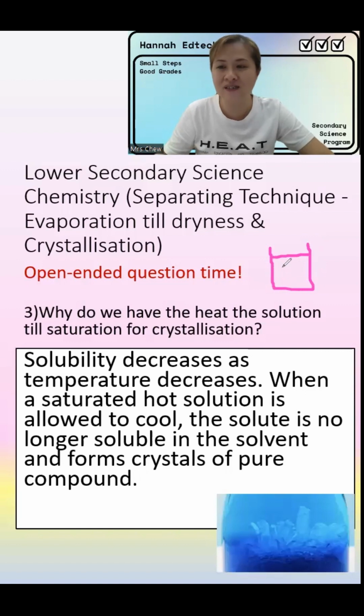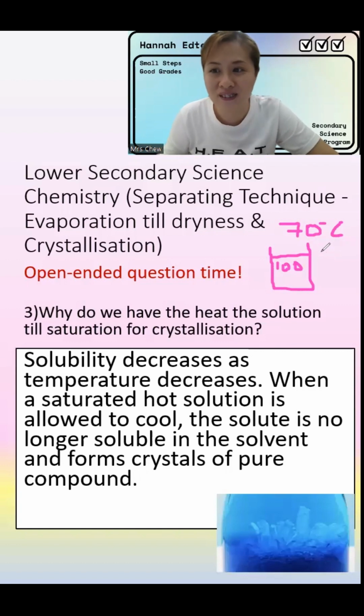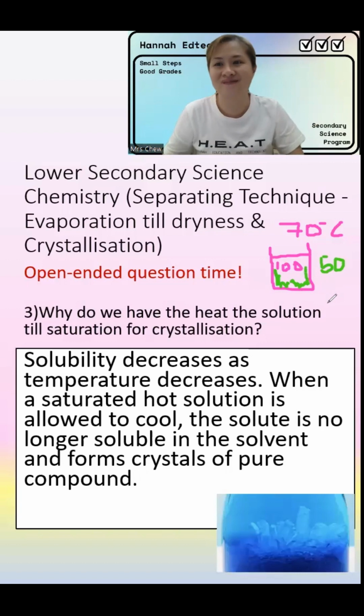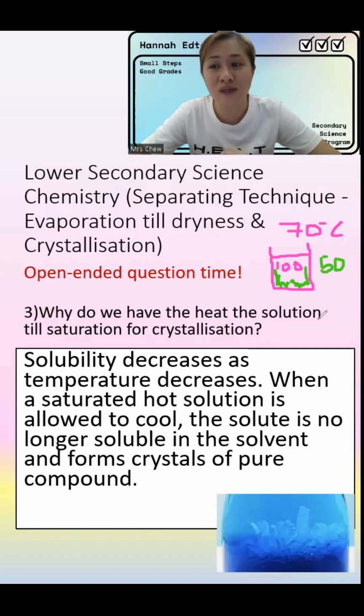at 70 degrees Celsius, maybe 100 grams of the solute dissolves. However, this is at 70 degrees Celsius. At 25 degrees Celsius, only 50 grams of the solute is soluble. What about the other 50 grams? It will then crystallize and form crystals. And that is why we have to heat the solution to saturation for crystallization.